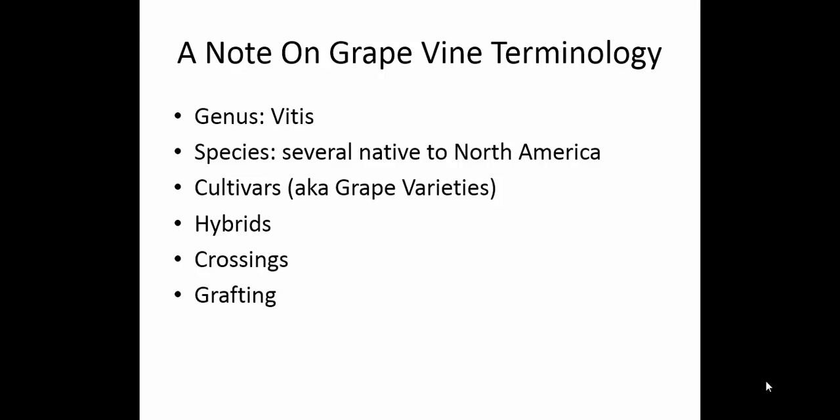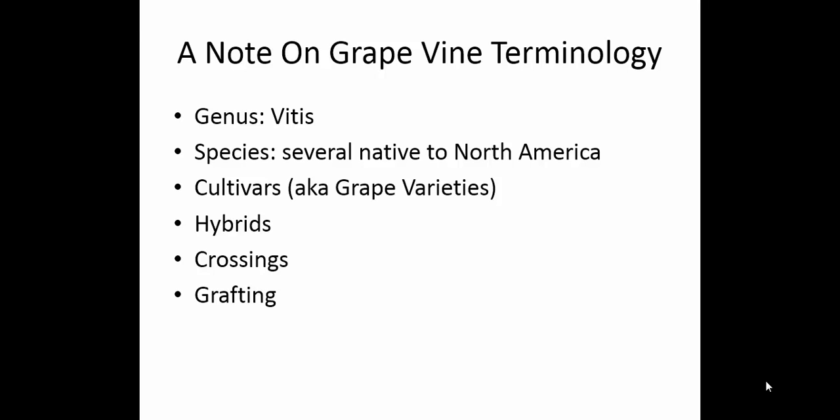Before we get to that, however, it's important that we introduce you to a few terms that you may not be familiar with. The first is Vitis. Vitis is the genus of the family of grapevines that we speak about. So if we're speaking about the grapevines that are indigenous to Europe, they're called Vitis vinifera.